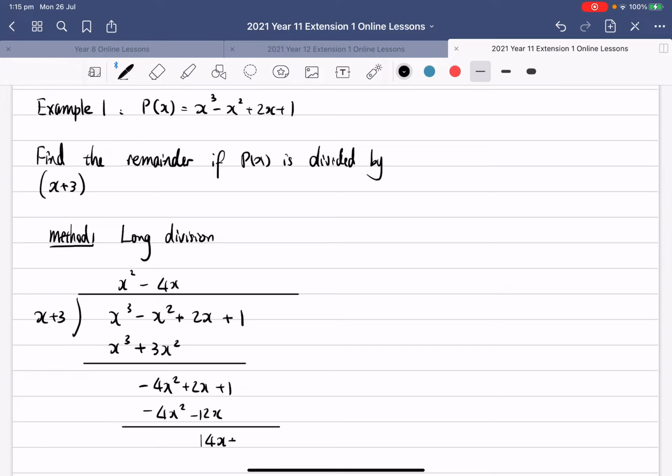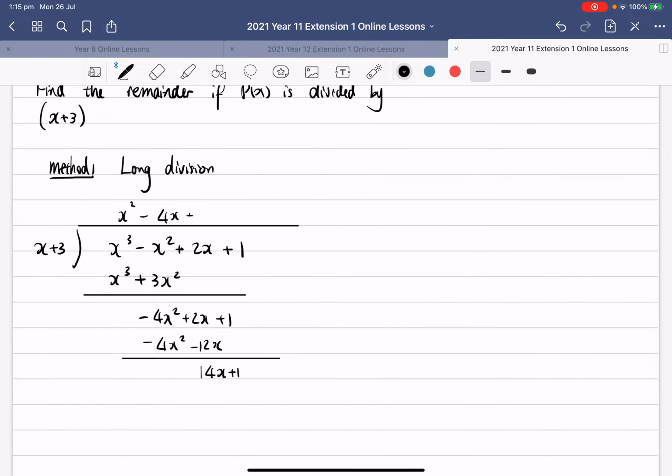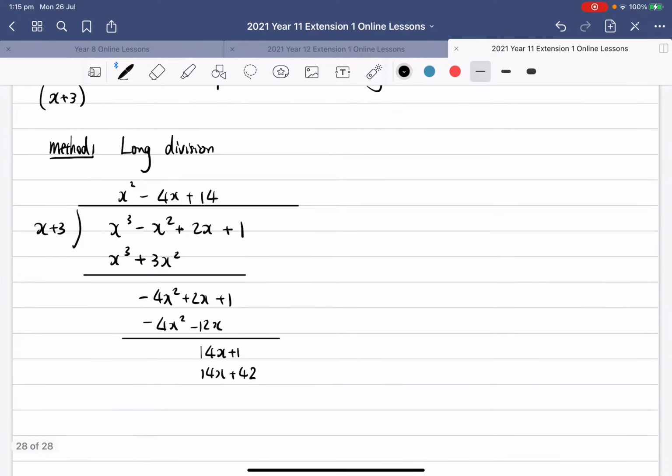That becomes 14x plus 1, and we just need to add 14 here. So that becomes 14x plus 42. Is that 42? I'm just checking now. Yep, 42. At the end, the final answer is minus 41 as the remainder, as you can see. Now this is the first method, using long division. If you do everything correctly, you should be able to get this answer by long division.